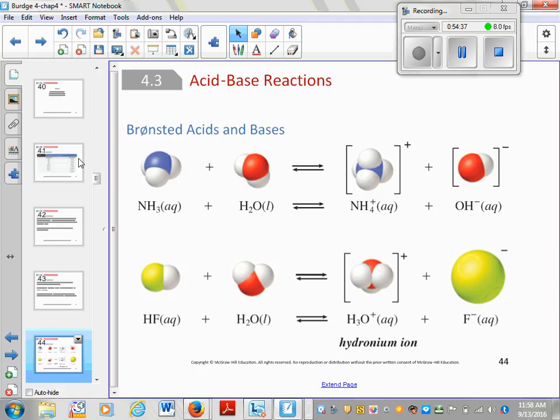Look at the bottom one, hydrofluoric acid, hydrogen fluoride. In water, we said that an acid is a proton donor. So that's going to give an H plus to the H2O, so the H2O is going to become H3O plus. We call that the hydronium ion. That was in your chart of polyatomic ions. So here's where it comes into use, and we're left with F minus.